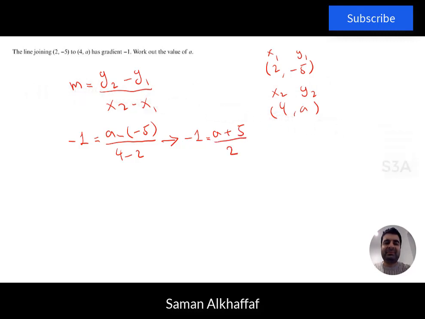Then we cross multiply, so that will give us a plus 5 equals -2. So 5 will be moved to the other side, giving us a being -7, and this will be our answer.